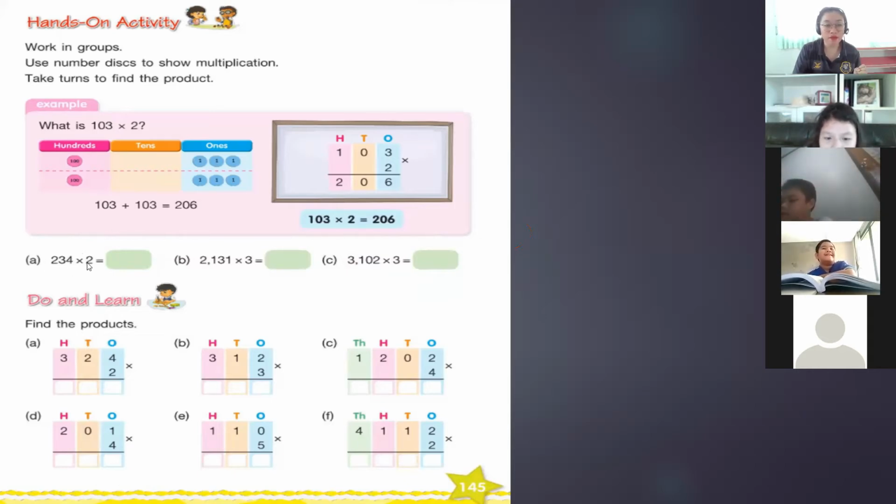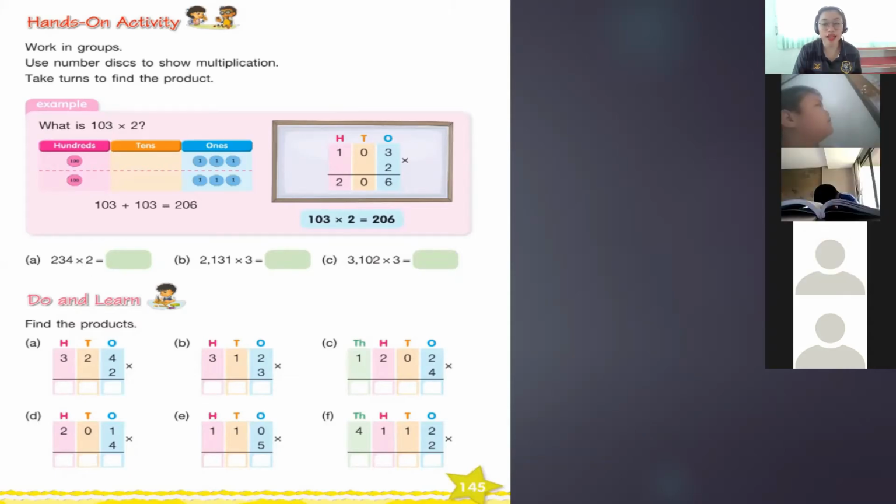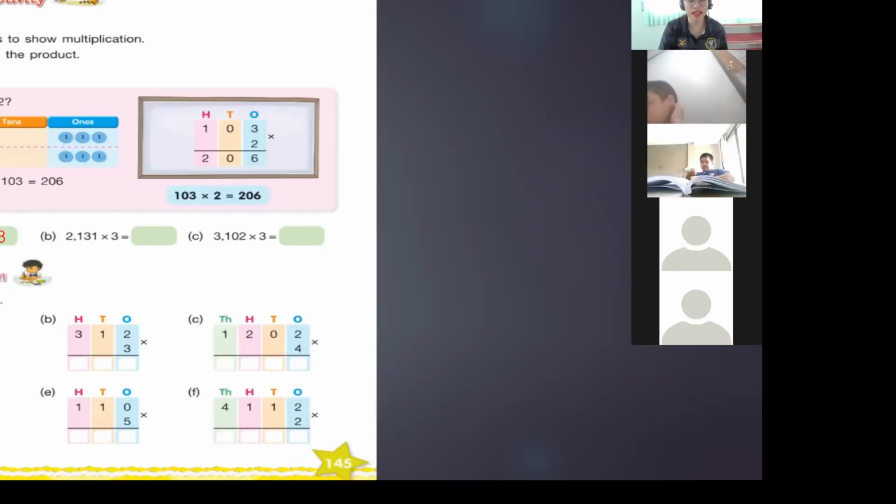So we have 2 times 4 is 8. 2 times 3 is 6, and 2 times 2 is 4. So the answer here is 468. Okay, so the answer for letter A is 468.